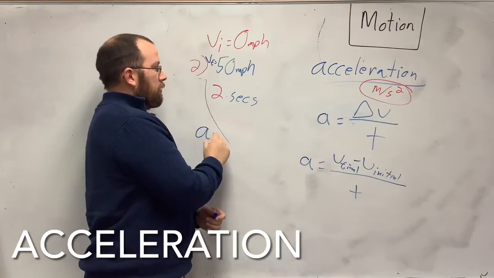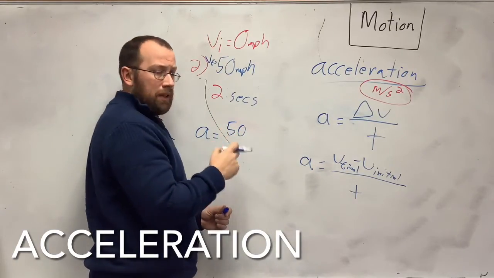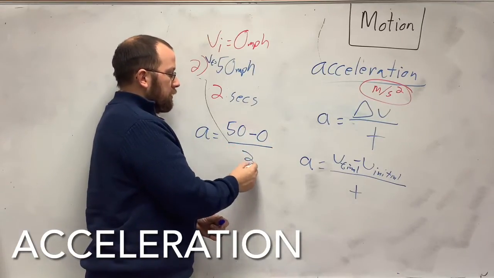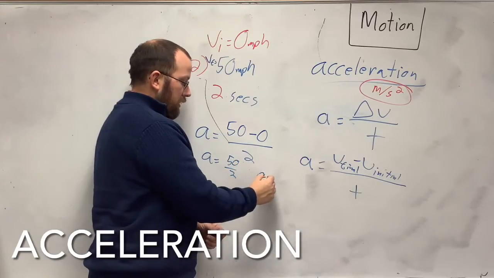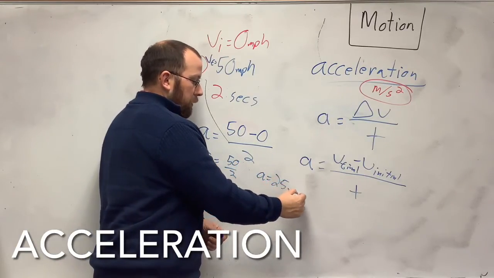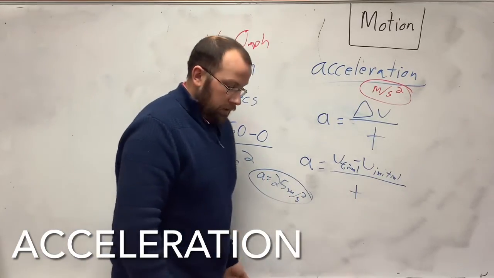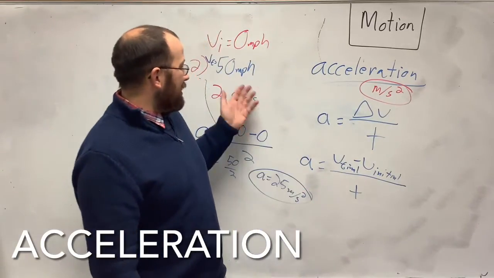So for my acceleration, I'll have to do 50 first because that's where I end at. You always do the ending first, minus what I started at, over 2 seconds. So your acceleration is 25 meters per second squared. Always meters per second squared. And there you go. That is acceleration and deceleration.